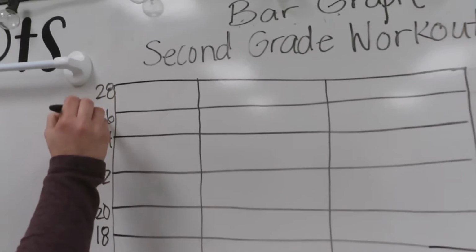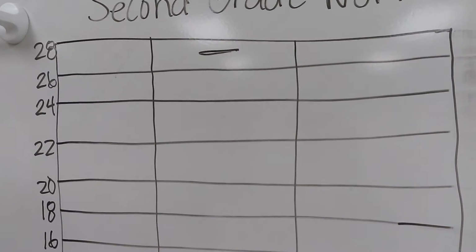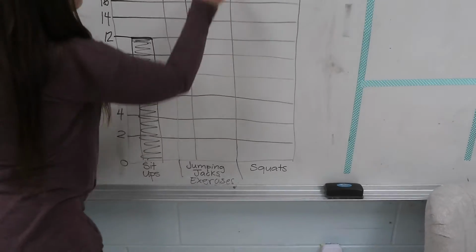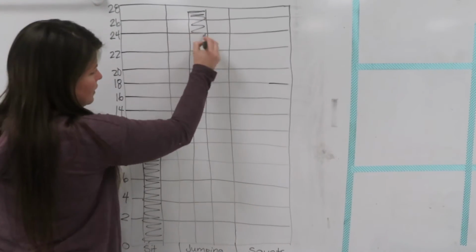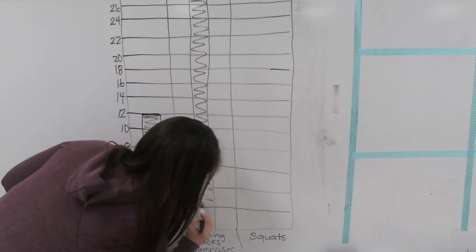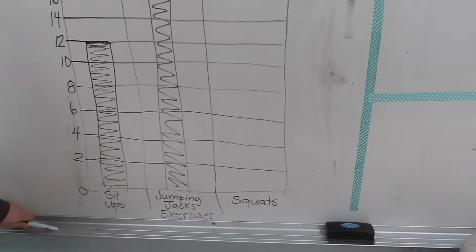27 is between 26 and 28, so I'm going to kind of draw this halfway through in that middle column for jumping jacks. And fill my bar all the way down and color it in so I can show my data on my graph. All right, now we're gonna get to go do some squats.